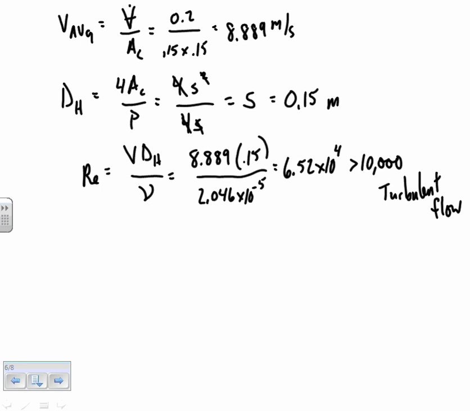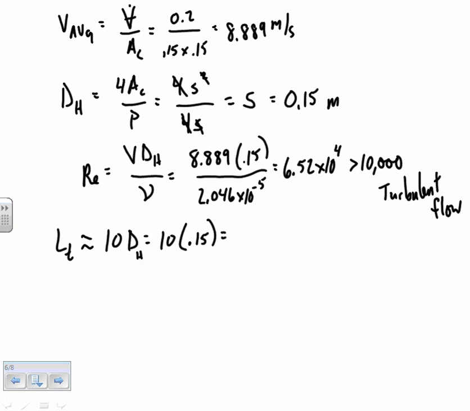Okay. Well, after I calculate my Reynolds number, the next step is always, am I going to have any entrance effects, or can I assume fully developed for the entire length? Well, my turbulent entrance length is just equal to approximately 10 times the diameter. So that's 10 times a hydraulic diameter of 0.15.